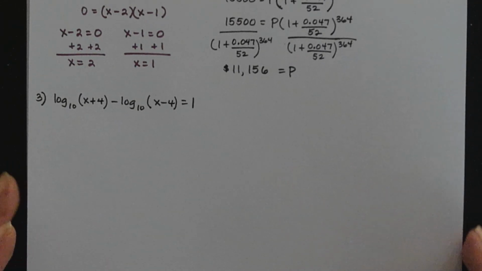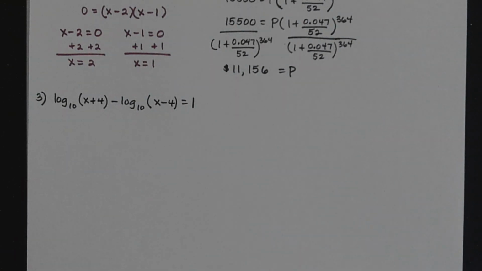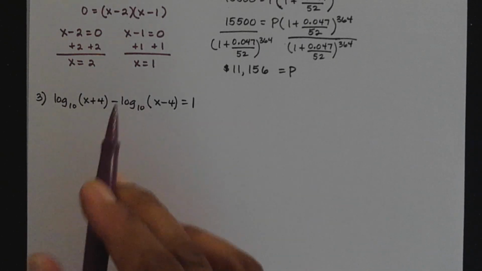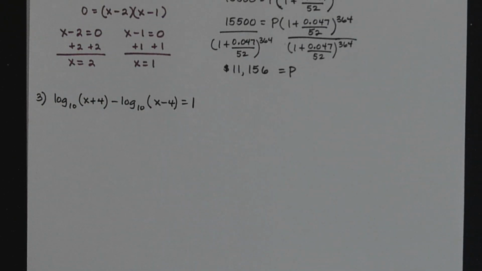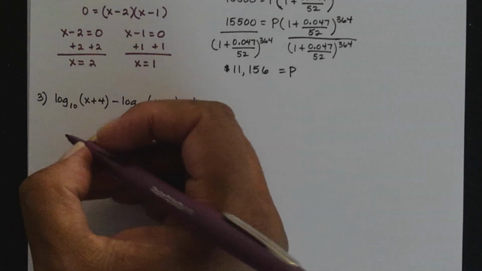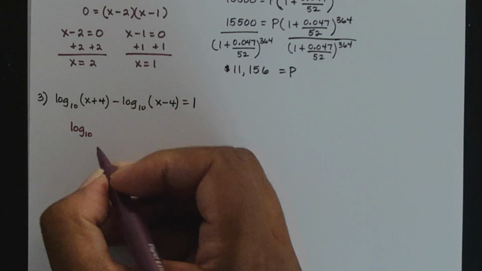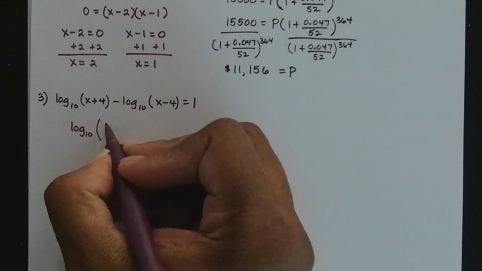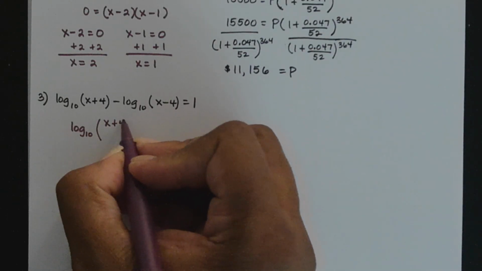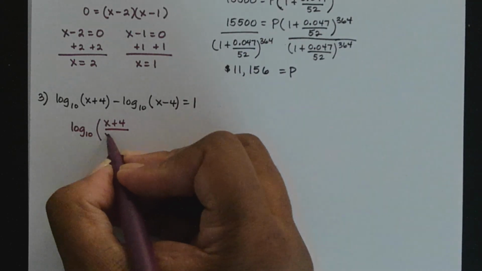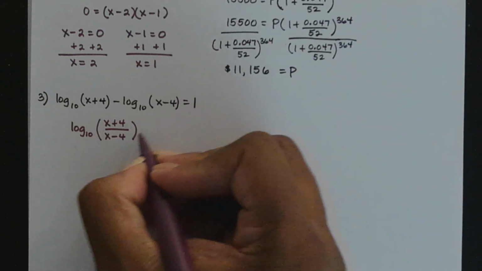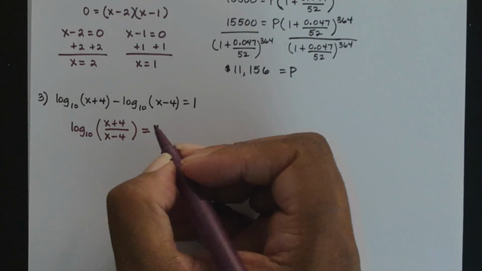Now if you notice, we have a minus sign in between the logarithms. That means we have the difference of the individual logarithms. So we're going to have to use either the product rule, the quotient rule, or the power rule. Which one do you think we're going to have to use here? Quotient rule. So it'd be log to the base 10 of x plus 4 in the numerator over x minus 4 in the denominator, and that's equal to 1.